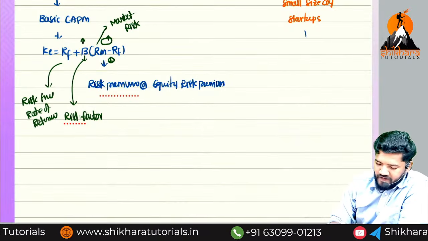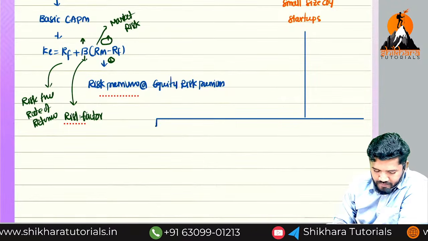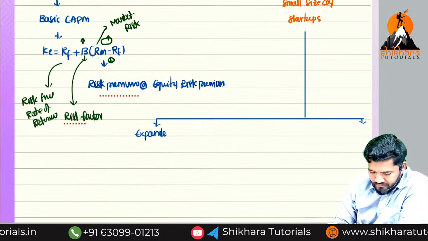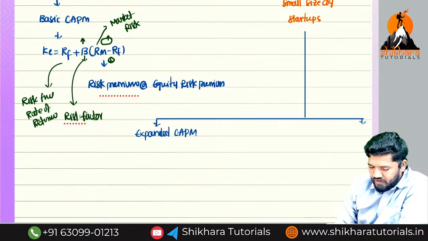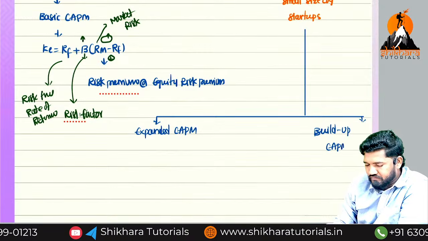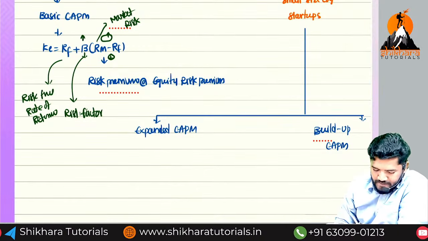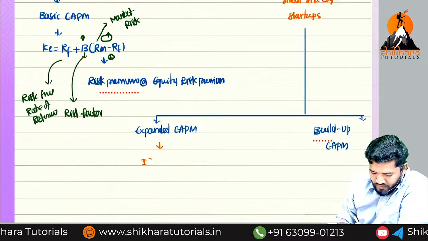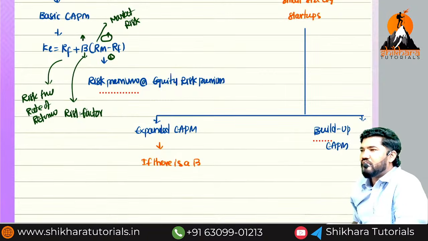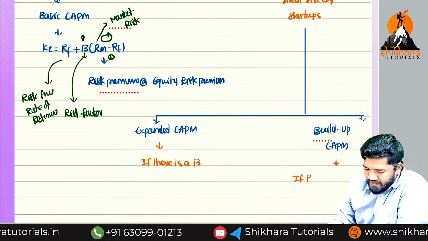Okay. Now when it comes to private companies, small size companies and startups, we are not using the concept of basic CAPM. We are using the concept of expanded CAPM or build up CAPM. Sir, when am I using expanded CAPM? If there is a beta. When I am using build up CAPM, it means there is no beta.